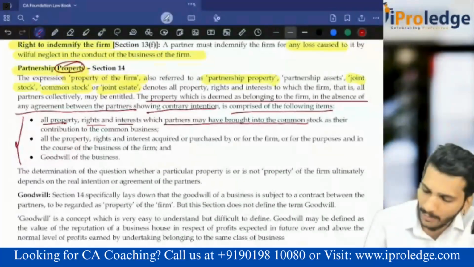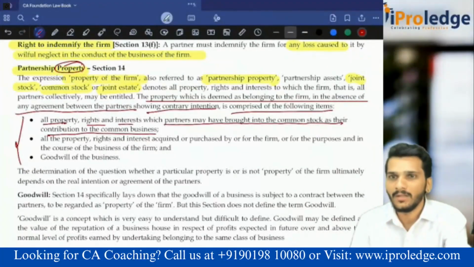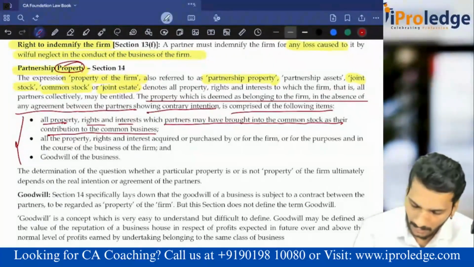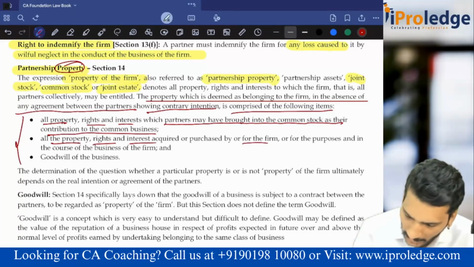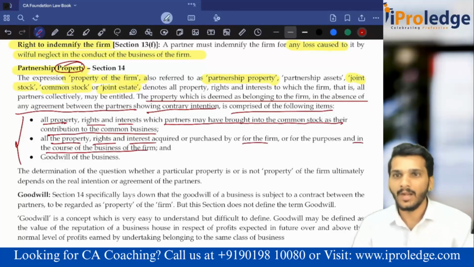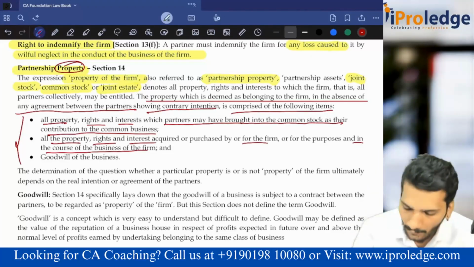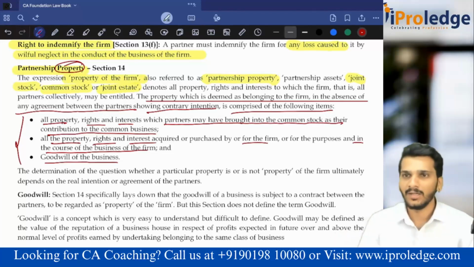all the property, rights and interest which partners may have brought into the common stock as their contribution to the common business. That means whenever they got admitted, they bring some capital contribution, that is the property of the partnership firm. Then all the property, rights and interest acquired by them for the firm in the course of the business of the firm. That means whatever profit has been earned and not been distributed to the partners, that is also property of the partnership firm, along with whatever goodwill is generated in the course of business. All three things are called property of the partnership firm.